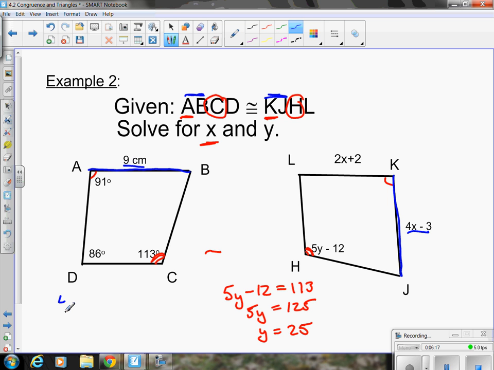So I have 4x minus 3 equals 9. So 4x has got to equal 12, since I added 3. Divide by 4, x equals 3. So now I have x and y solved for.